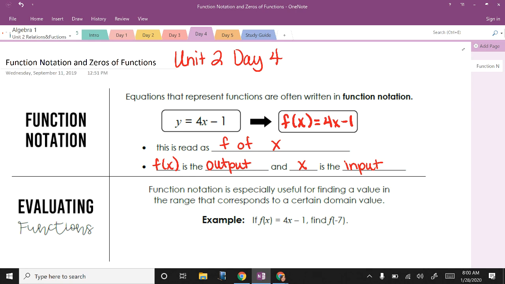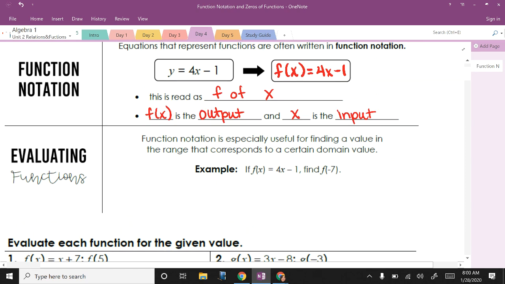All right. So, for example, if f of x equals 4x minus 1, the same example they have there, find f of negative 7. Well, where is the negative 7 at? It's where the x was in parentheses, right? So if it's in the x spot, that means we plug negative 7 in for all of our x's. Whatever's in parentheses is what you're going to plug in for x. So you're going to say f of negative 7 equals 4 times negative 7 minus 1.